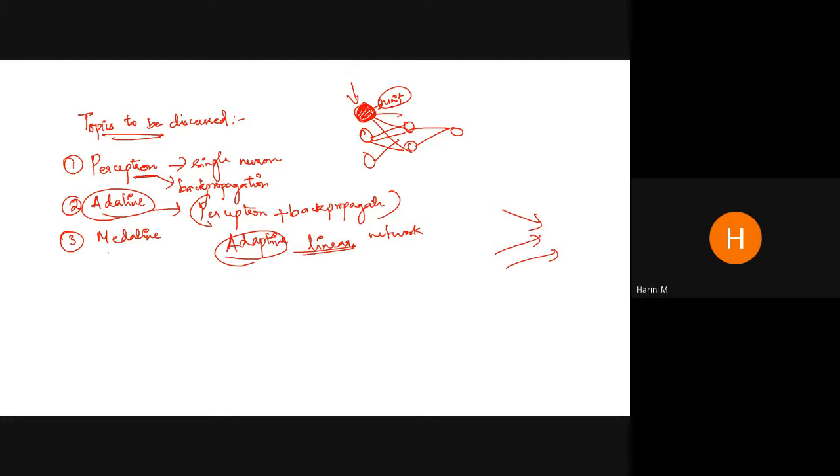So Madaline is nothing but an extended version of this Adaline. Okay, so now we'll look at each concept in detail.